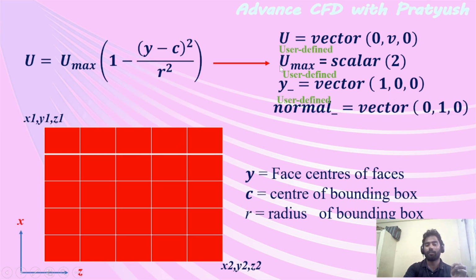We are going to take three values: the u max, the y vector, and the normal vector. Okay, so these three quantities we are going to ask from the user. Out of these three, we have two vectors and one scalar. Okay, so let's go to the terminal again.